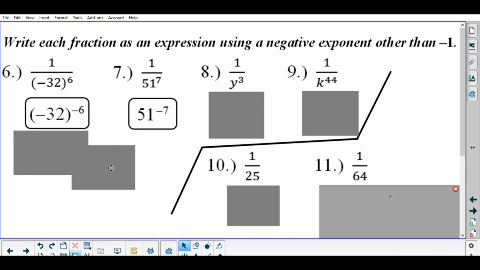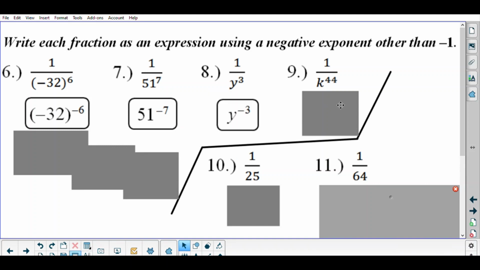All right, do 8 and 9 on your own. You might feel comfortable doing 10 and 11 on your own as well. I'll leave that up to you. So hit pause, do these problems on your own, then hit play. I will go over them. All right, I hope you've done at least 8 and 9 on your own, possibly also 10 and 11. Number 8 is going to be y to the negative 3rd. Number 9 is going to be k to the negative 44th power.